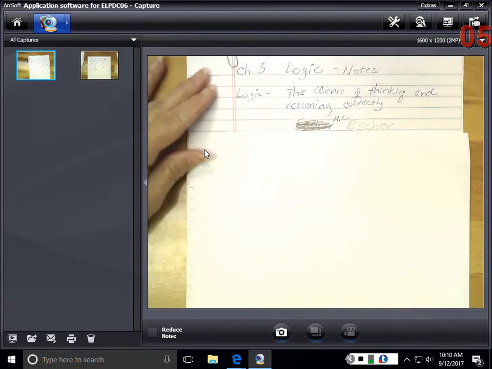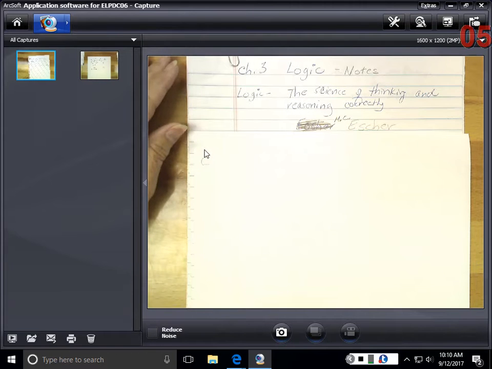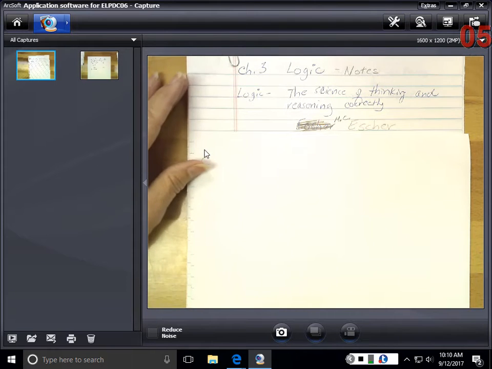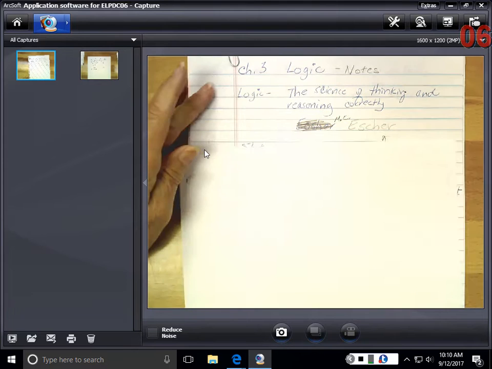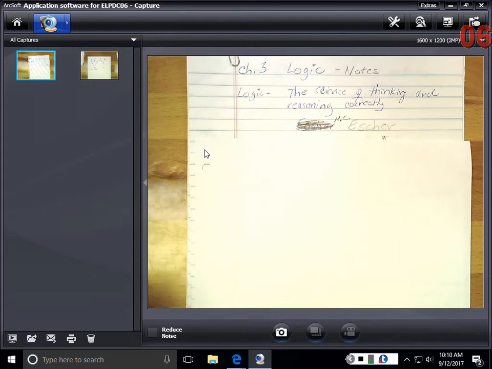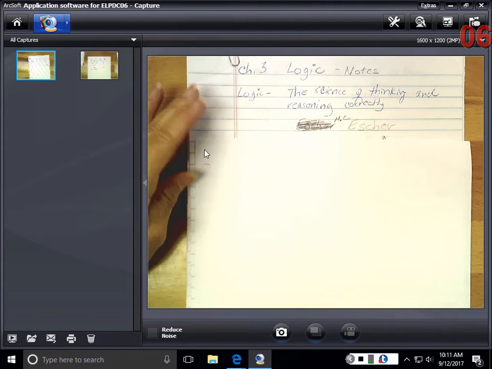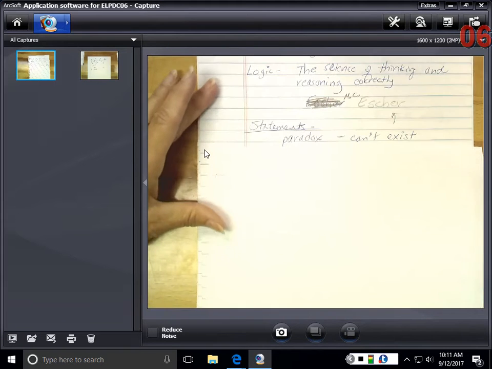E-S-C-H-E-R. M.C. Escher. Okay, so I won't tell you what it is, but if you look at his, well, I can't tell you without telling you who he is.